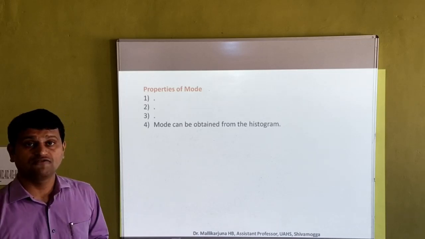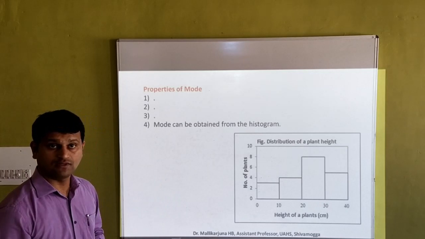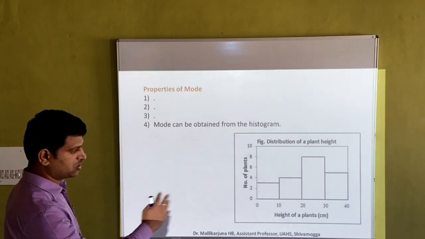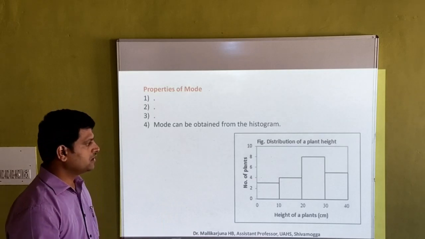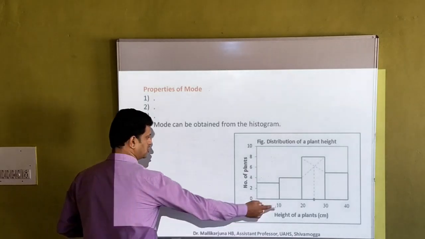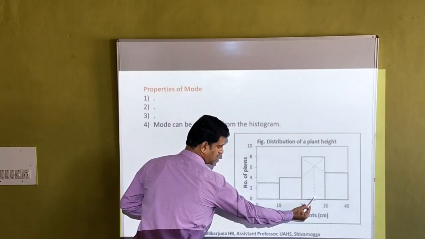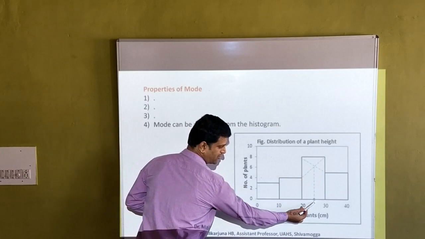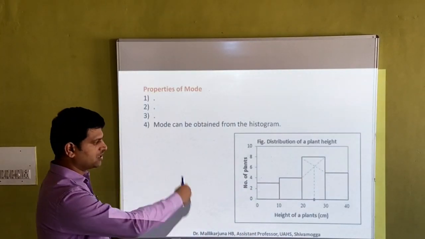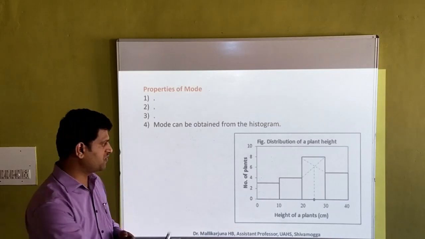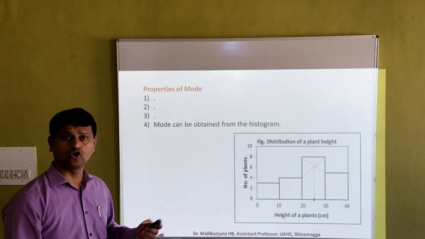Mode can be obtained from the histogram. This is a histogram diagram. In the previous video I explained the histogram construction procedure also. In this histogram, the point where it intersects is the modal value. Around 25 or 26 is the mode for this continuous frequency distribution. In this way, we can find the mode from the histogram.